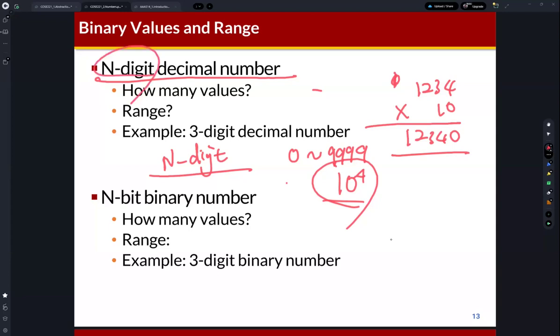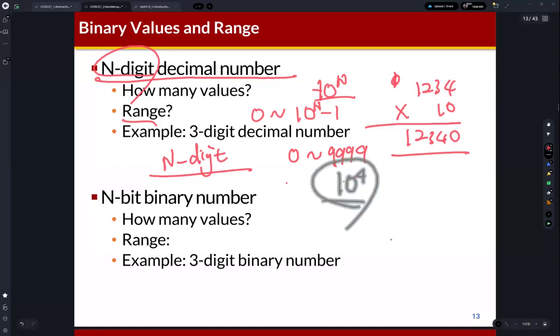So then how about the n digit? How many values? 10 to the power of n, right? And then the range is 0 to 10 to the power of n minus 1. This is the range that can be represented using n digit decimal number.